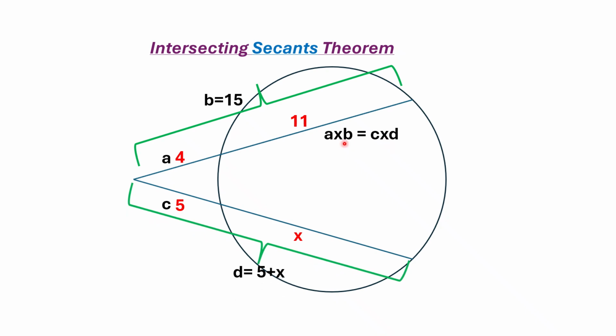Now if we substitute the values here, it's going to be 4 times B, which is 15, is equal to C times D, which we don't know yet. So 4 times 15 is 5 times D. 4 times 15 is 60, is equal to 5D. That means D is 12 because 5 times 12 is 60. But the question didn't ask you to find the whole length. The question asked you just to find this part, x. X is just 12, the whole length, minus 5. So x is 7.